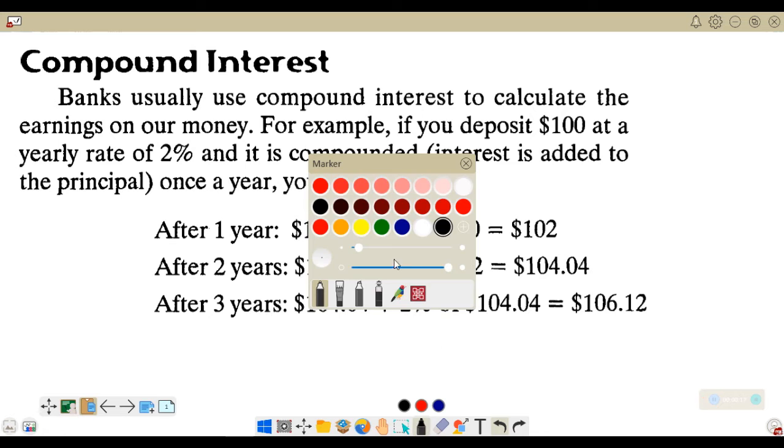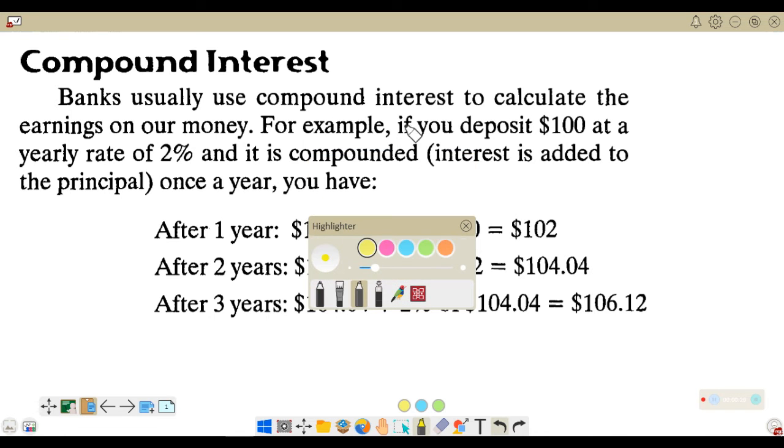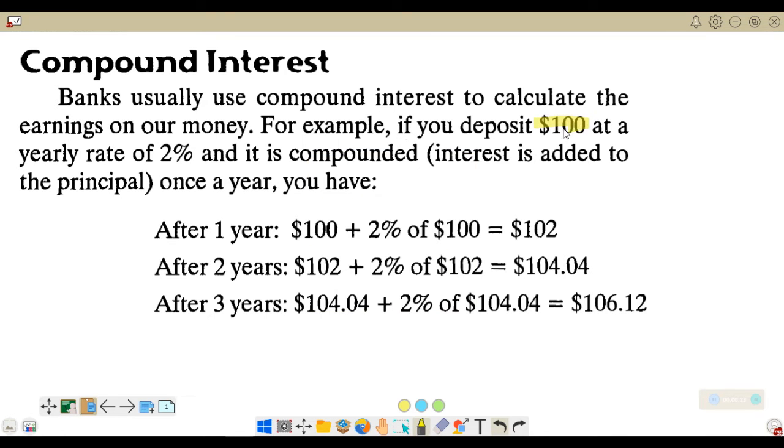If you deposited, for example, about $100 at a yearly rate of 2%, and it is compounded, that is, every time you earn interest, it is added to your original money, which is $100. We have a term for that. The original money that you deposited in your account is called the principal. So it is compounded once a year.